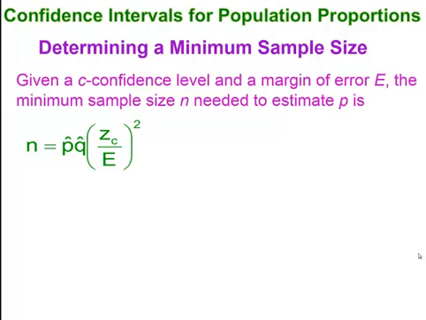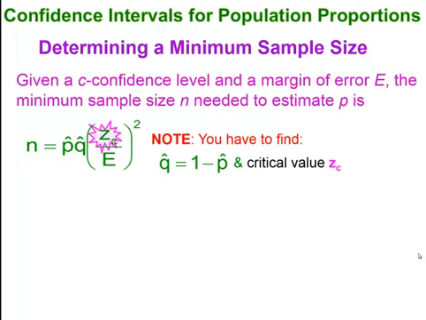This next thing that we're going to be working with is determining a minimum sample size. Given a confidence level and a margin of error, the minimum sample size n needed to estimate the population proportion is this formula: n equals p hat times q hat, and then make sure you use parentheses with your critical value z based on your confidence level divided by your error, and you want to make sure you square that value.